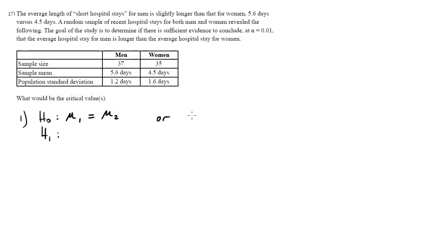Or another way you can put this is the first mean minus the second mean is 0. If they're equal, when you subtract them, you have to get 0, right? The alternative hypothesis here is we're trying to determine if the average hospital stay for men, mu1, is longer than the average hospital stay for women, mu2. So the hospital stay for men is longer than the hospital stay for women. Or, put another way, mu1 minus mu2 is greater than 0.